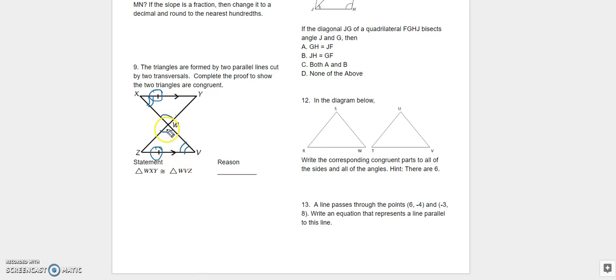And that would actually give me angle, angle, side. Now, there is another option. Because I have 2 transversals, these would also be alternate interior angles, and if I choose to select those, then I could also possibly have angle, side, angle. So depending on which pair of angles you see, I could prove them congruent by angle, angle, side, and I could prove them congruent by angle, side, angle.